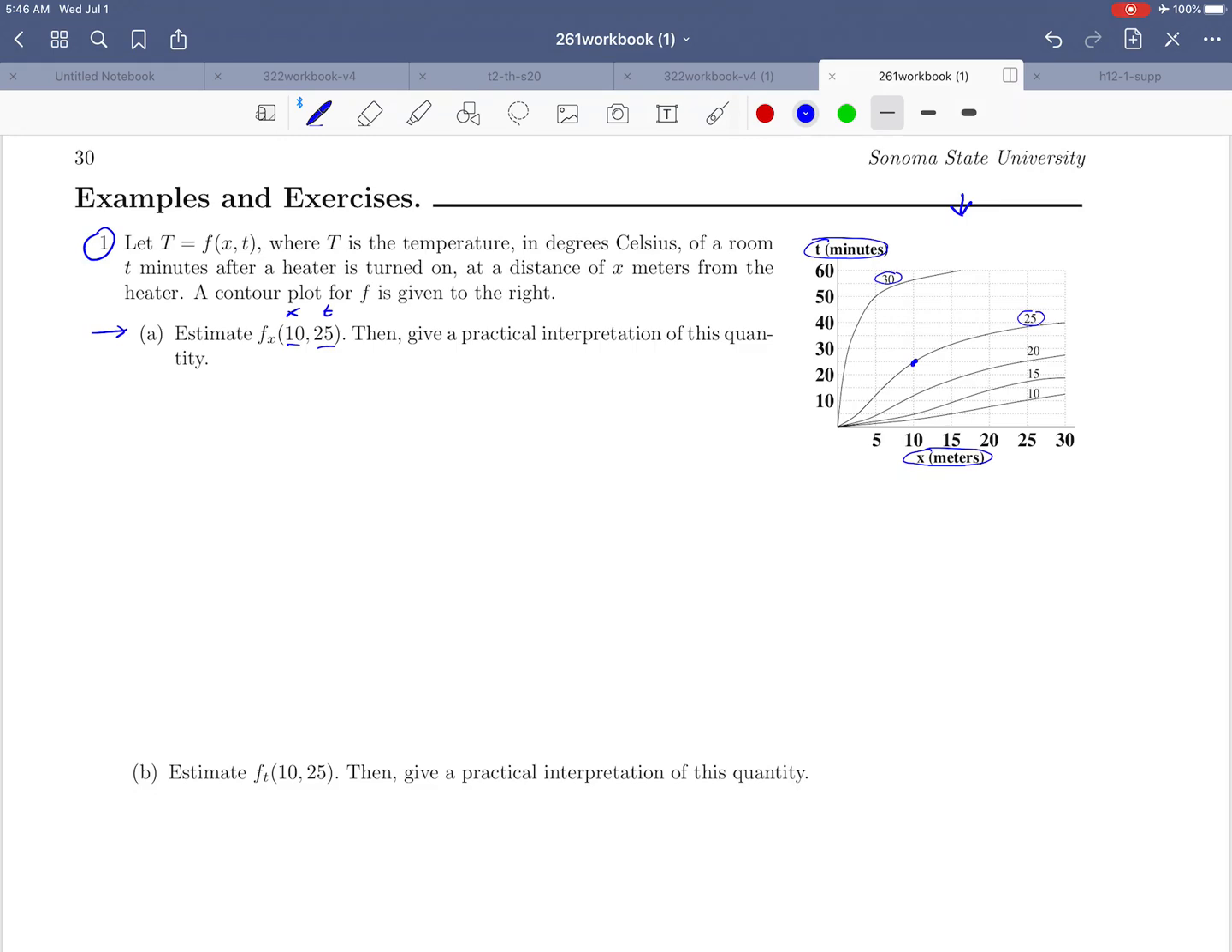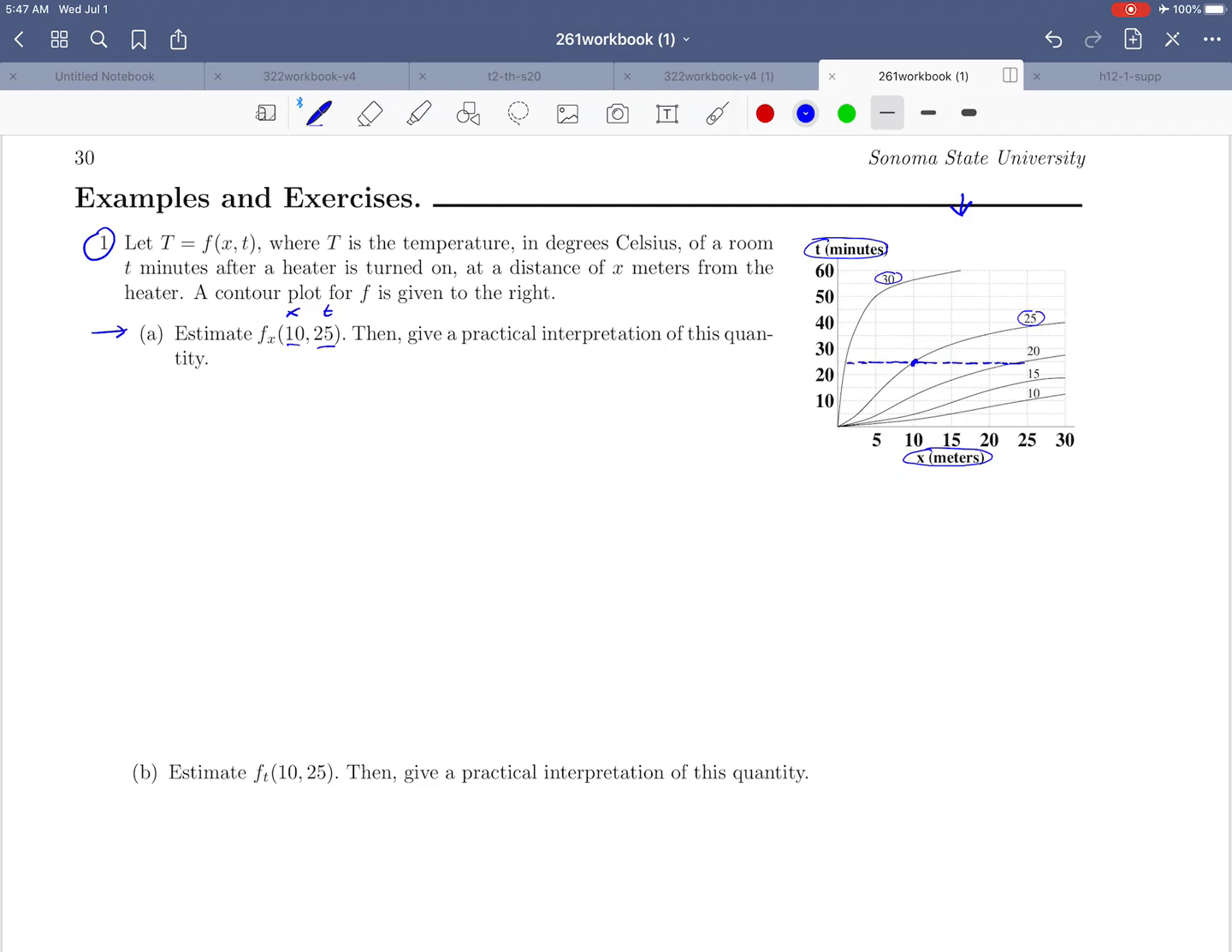Okay, so how would we estimate the rate of change of the temperature in the x direction? That's what they're asking us for. Moving in the x direction would be like moving left to right in our diagram. We want to estimate how fast the temperature is changing in that direction. Now, first of all, what do you think? Does it look like the temperature is getting bigger or smaller in that direction?